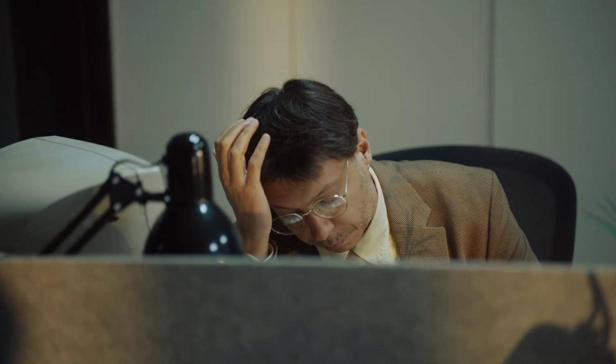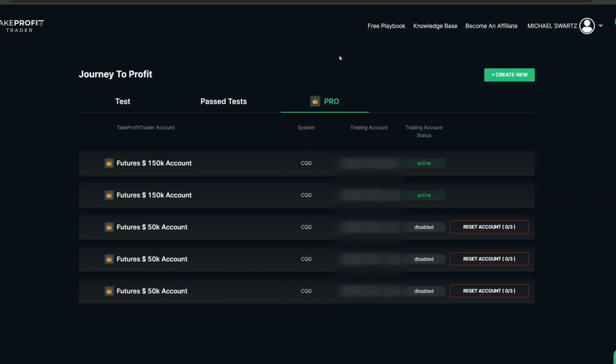Now, a lot of people get frustrated. They don't like taking the evaluations. And for those people, if you come right into your dashboard and you click on your pro accounts, you can see right here, I still have 2 active 150K accounts, but then I have 3 blown 50K accounts. And you can see right here, reset 0 of 3 times, which means that I have not used any of these resets on these accounts.